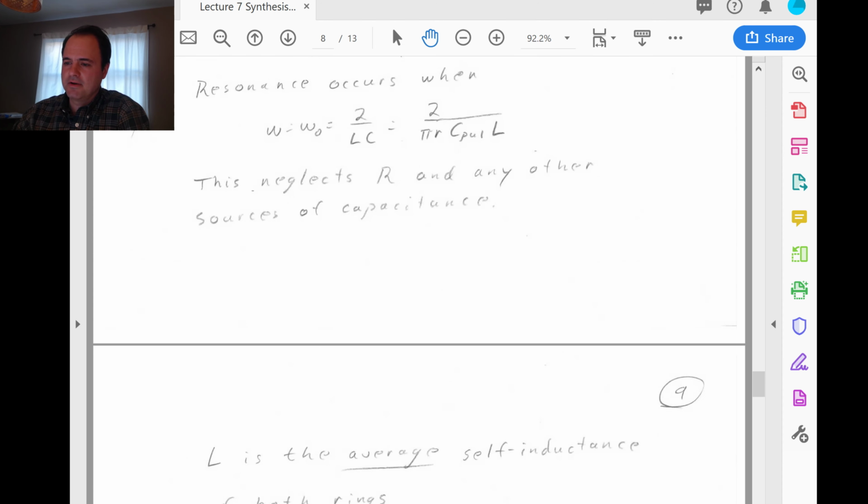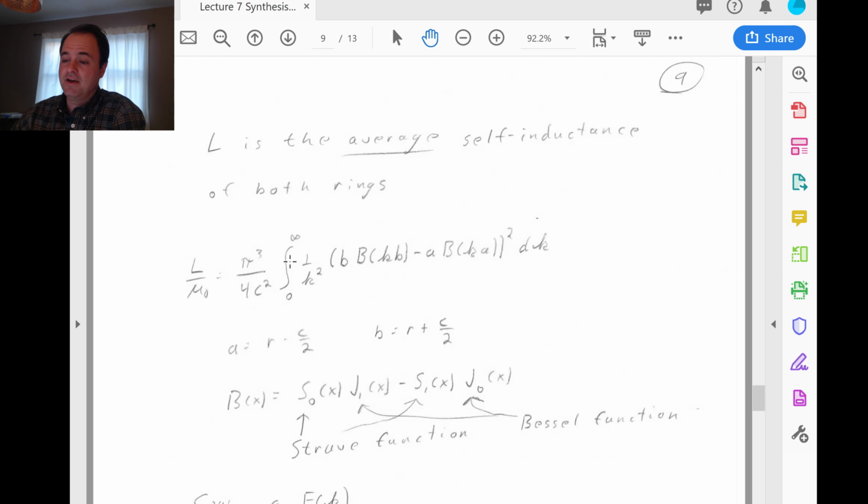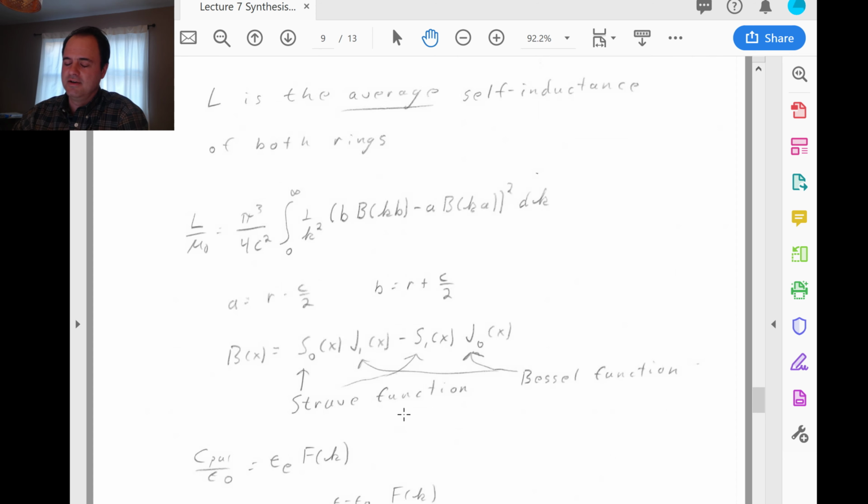Okay, so then Marquez has some nice convenient formulas for L and C. L is the average self-inductance of both rings, and so this is what we have. L is given by this, where A is this and B is this, and capital B is equal to this interesting function that has within it the Struve functions and Bessel functions. Most of you have heard of the Bessel functions, but in all honesty, this is the first time I've seen the Struve function. So quite an interesting integral here.